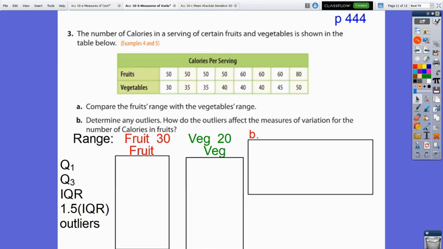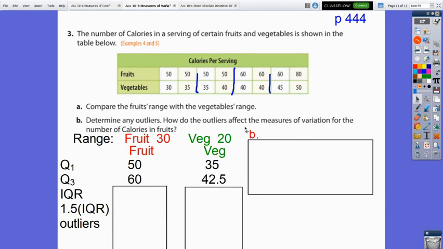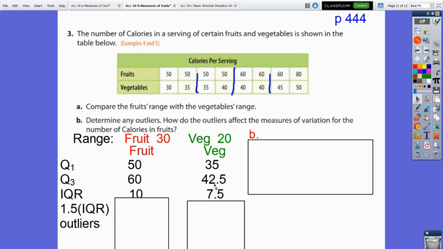Same thing with finding your quartiles, right? So the medians are right here in the middle. So that means that your quartiles are here and here. And these numbers are pretty easy to get. 50 and 35 for your Q1 values, because they're the same numbers. Your Q3 values are 60 for fruit and halfway between 40 and 45, so 42.5. You subtract these values for the interquartile range, so 10 for fruit and 7.5 for veg.